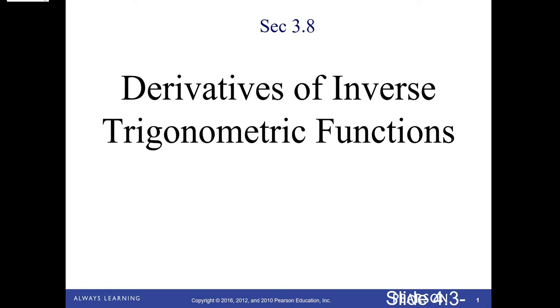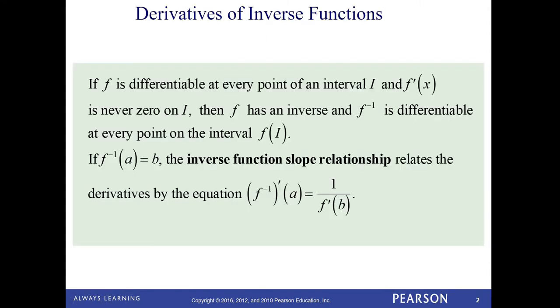Section 3.8 is derivatives of inverse trig functions. So an inverse function: if f is differentiable at every point on an interval, and if f prime of x is never 0 on the interval, then f has an inverse, and f inverse is differentiable at every point on the interval f of I.